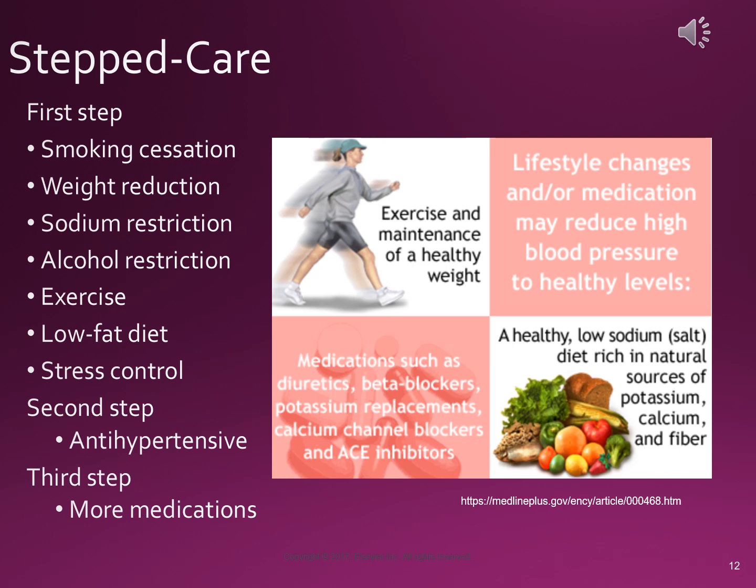So if all that doesn't work, then the second step would be medications. A lot of times they will start with a diuretic first and see how they do with that, and then move up to other kinds of antihypertensive medications such as beta blockers, calcium channel blockers, ACE inhibitors. It just depends on the person. Everything's individual. There's so many different kinds of drugs, and different drugs work for different people. So definitely not one size fits all.